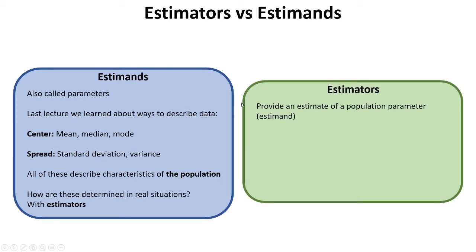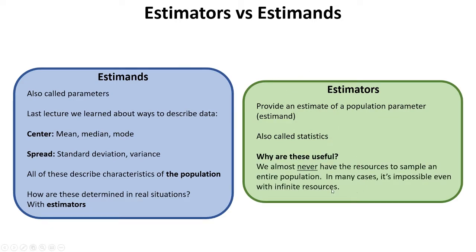So estimators provide an estimate of a population parameter. They're also called statistics, which is why statistics is called statistics. And these are useful because we almost never have the resources to sample an entire population. In many cases, it's not even possible to do it, even if you had infinite resources. So these estimators are what we'll be dealing with for most of statistics, because the population parameters are usually inaccessible. We're always estimating those with the stats.